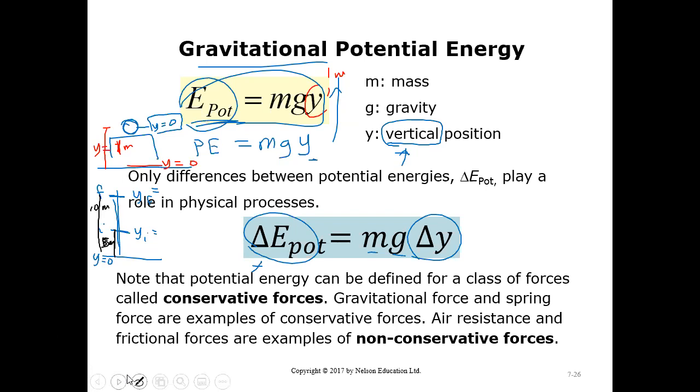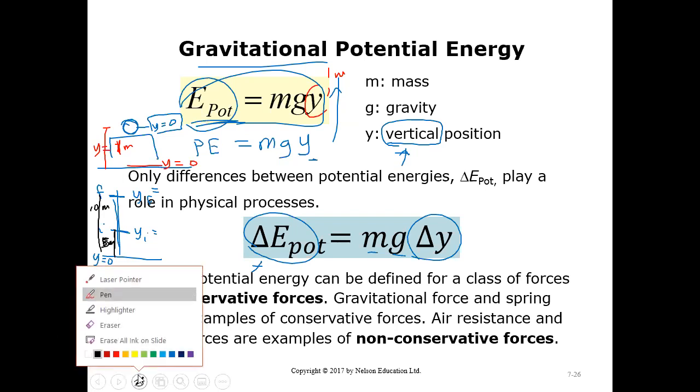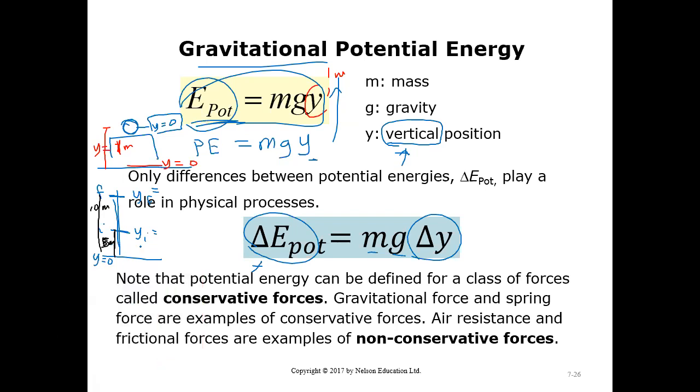If you put y equal to 0 there, y initial is equal to 5 meters, and y final is equal to 10 meters. The coordinate where the object is initially is 5 meters, and finally the object is at 10 meters.